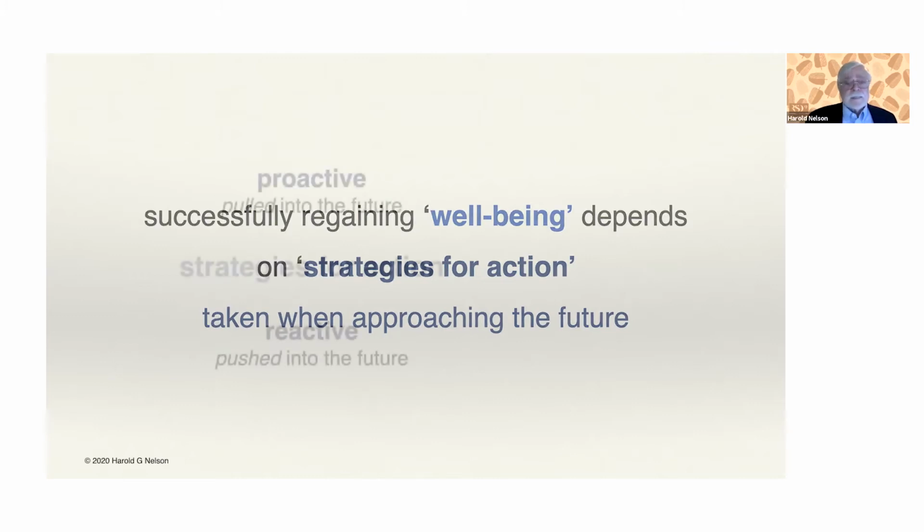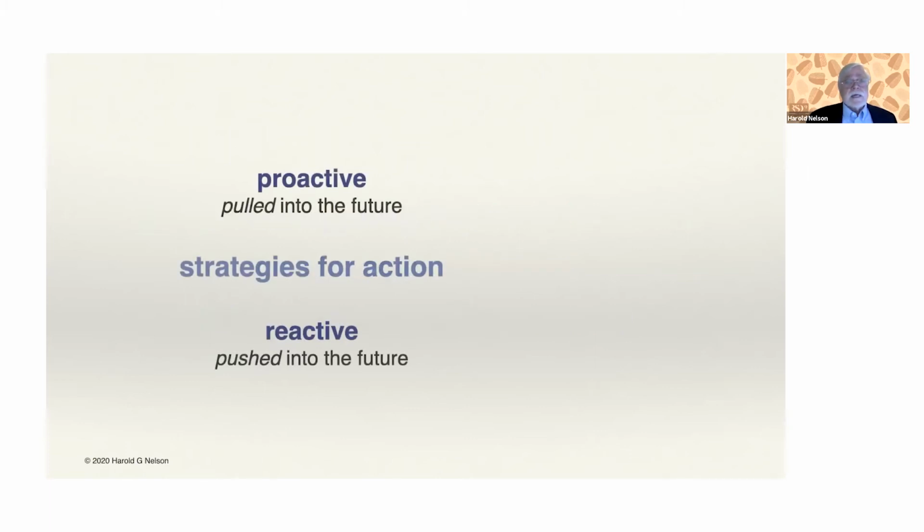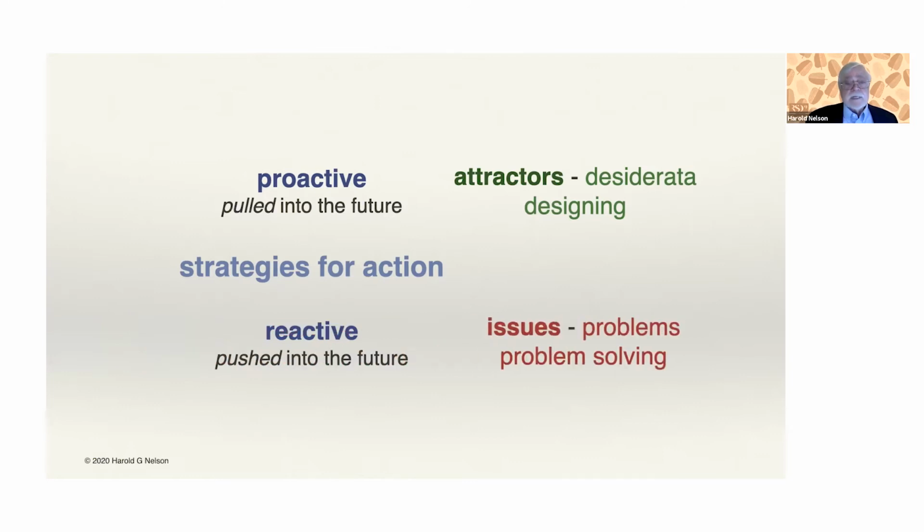So in this case, the strategies that came up were a proactive approach and a reactive approach. This is the first fork in the road we're going to take. The proactive one is when we're pulled into the future by attractors, and the second one, the reactive one, is you're pushed into the future by issues, by problems. So in this case, we're going to take the proactive path, and look at it more closely.